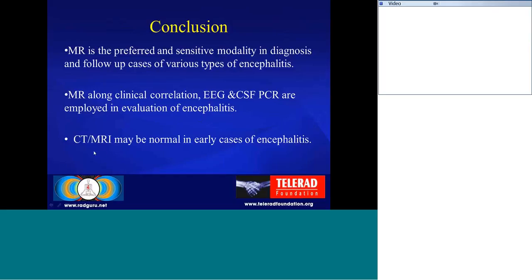We should know that CT and MR may be normal in early cases of encephalitis. If the clinician is suspecting encephalitis, the CT may be completely normal in the early stage. MRI may also be normal in 10% of cases of encephalitis. So we should always tell the physicians that in the early course of the disease, MR may not pick up the early changes of encephalitis.